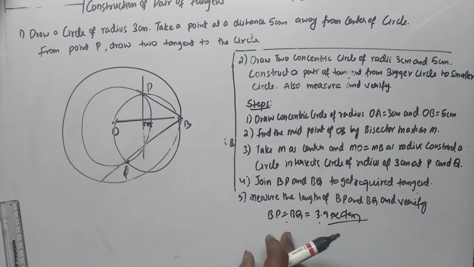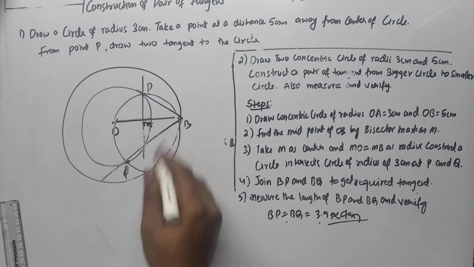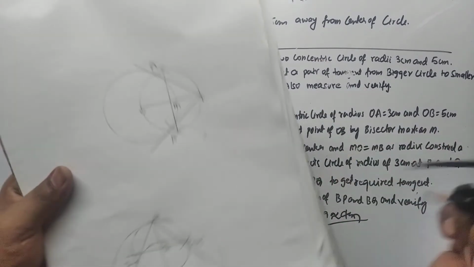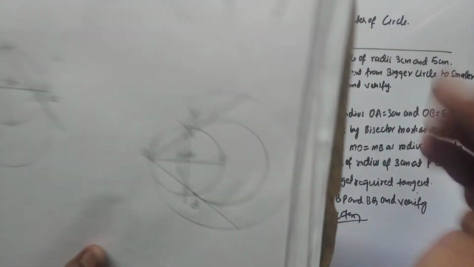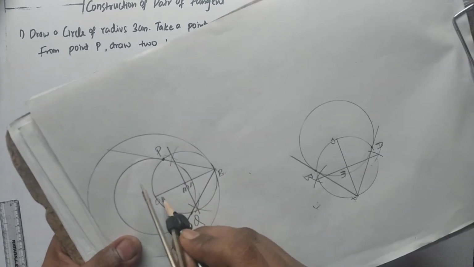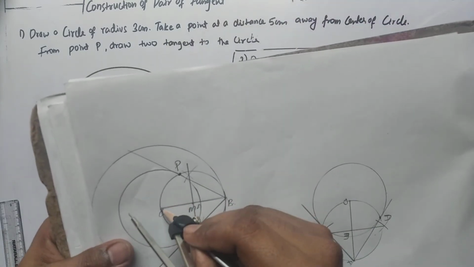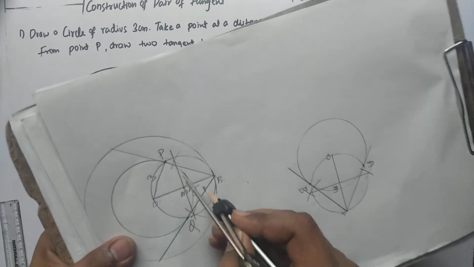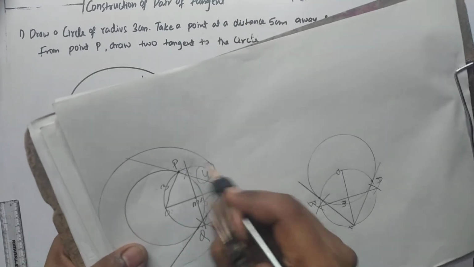See, if you apply the Pythagoras theorem, as we know, this is the hypotenuse, and this is the opposite side. This is 3 centimeter, this is 5. By the help of triplets, we know that this should be 4.